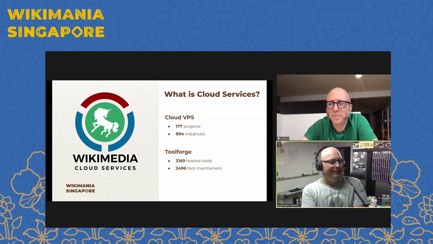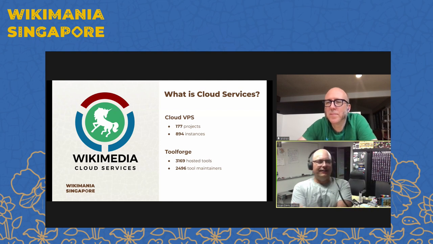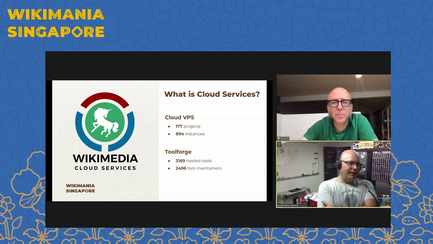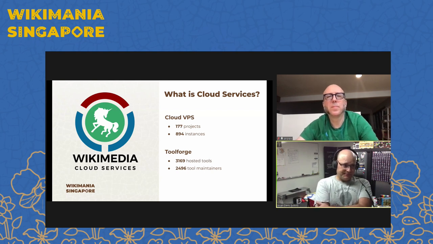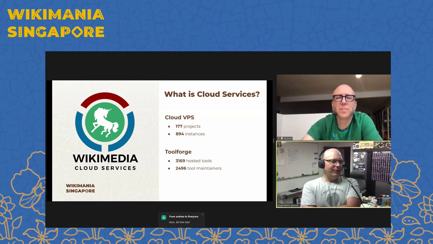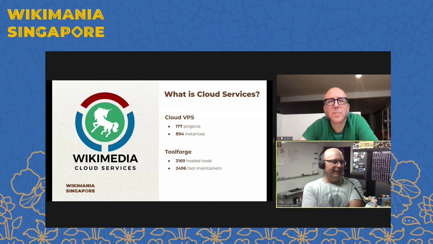Two days ago when I made these slides, these numbers might be a little off now, we had 177 different projects in our OpenStack deployment. Inside those projects, there were almost 900 separate instances running, so separate virtual machines. And one of those 177 projects is a project that we call Toolforge. In that project, we had 3,169 hosted tools and almost 2,500 registered tool maintainers.